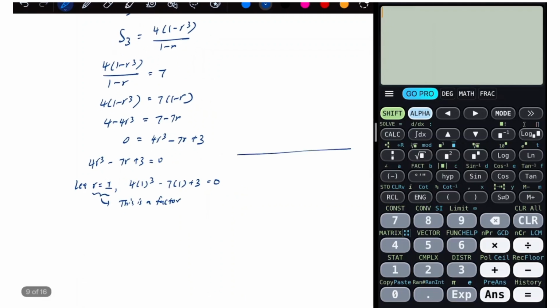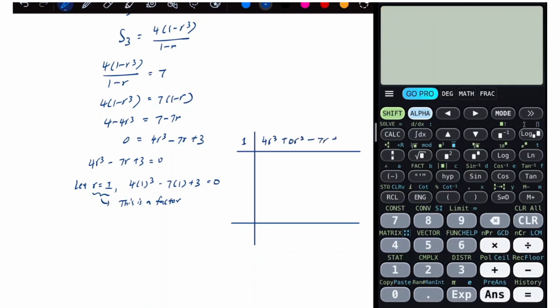You can do this with long division, or you can just create a table like this, because I feel like this is faster. 4r cubed plus 0r squared minus 7r plus 3. Move this down, that's going to be 4, 0. Move this 4 up, 4 times 1 is still 4. So 0 plus 4 is 4. Minus 7, 4 times 1 is still 4, so plus 4. Negative 7 plus 4 is negative 3. Move the 3 down, and negative 3 times 1 is still negative 3. Move it up. So the last one is 0.